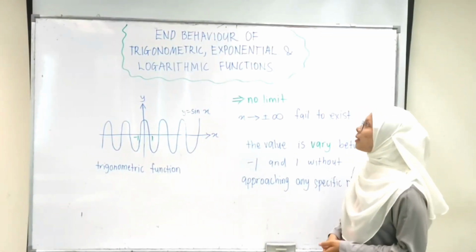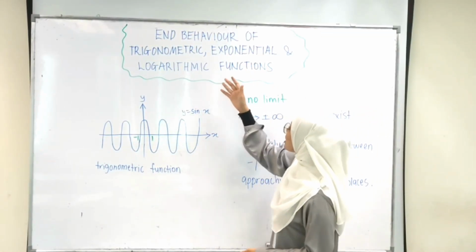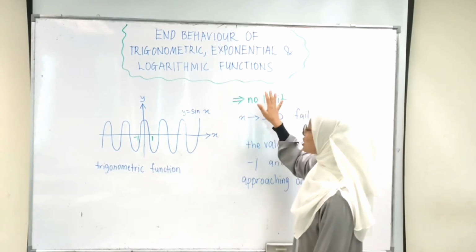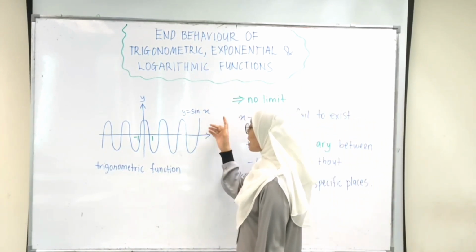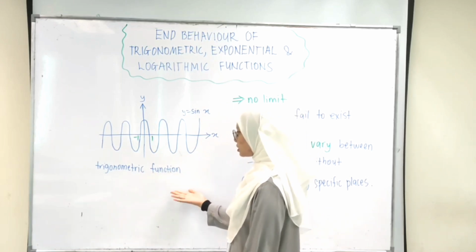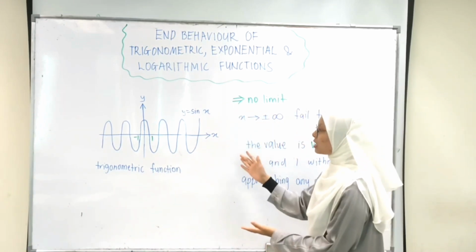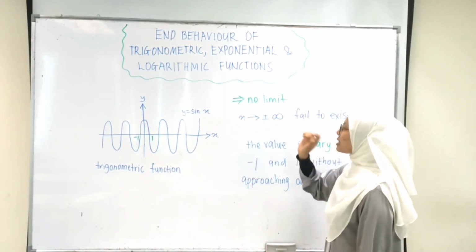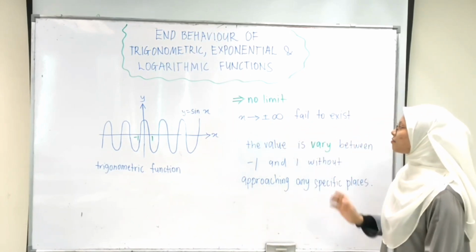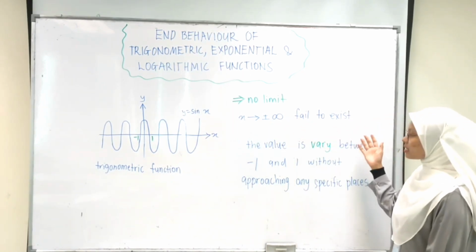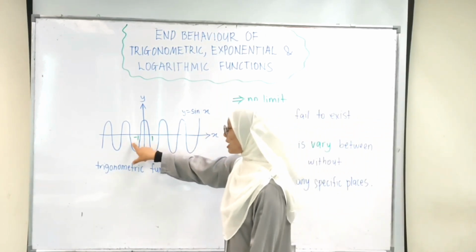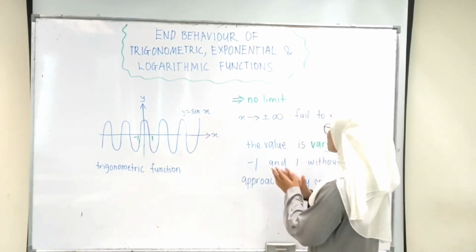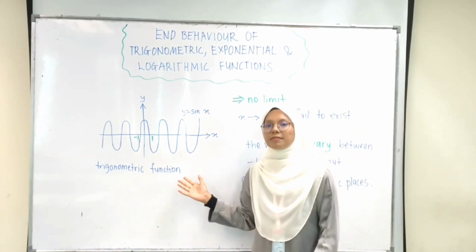Lastly, I would like to explain about the end behavior of trigonometric, exponential, and logarithmic functions. Here we have the graph of y equals sin x, which is a trigonometric function. This function does not have a limit as x approaches positive or negative infinity, which means the limit fails to exist, because the value varies between −1 and 1 without approaching any specific value.